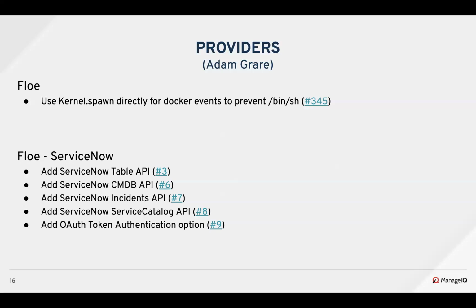And then for Flow ServiceNow, we added a whole bunch of APIs for table, CMDB, incidents, service catalog, and OAuth. And there are examples in the examples directory of each of these for every method, so they all work live. If you want to give it a test, you can run the examples for all of those and see how they work. And that's it for providers.